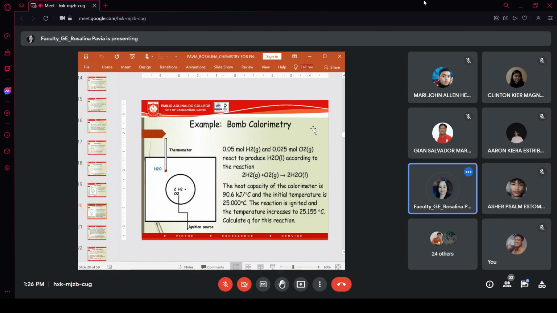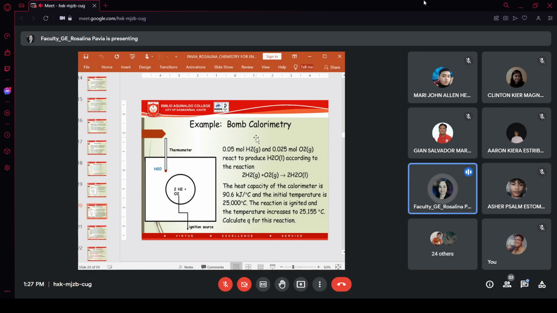Okay, so example natin. 0.05 mole of hydrogen gas and 0.025 mole of oxygen gas react to produce water according to the reaction: 2 moles of hydrogen gas plus 1 mole of oxygen gas gives you 2 moles of water. Now, the heat capacity of the calorimeter, hindi na mention kung anong type of material, pero ibinigay naman yung specific heat, is 90.6 kilojoule per degree Celsius. And the initial temperature is 25 degrees Celsius. Now the reaction is ignited and the temperature increases to 25.155 degrees Celsius. So calculate the heat for this reaction.